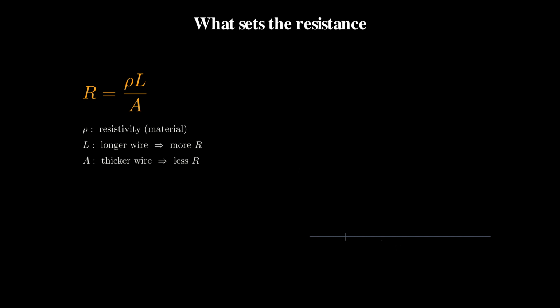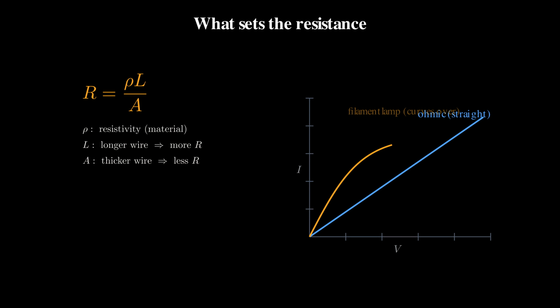Not everything obeys Ohm's law, and the way to tell is a current voltage graph. A pure resistor, an ohmic conductor, gives a straight line through the origin. Constant resistance. A filament lamp curves over. As current heats the filament, its resistance rises. So the line bends away from the current axis. And a diode is the odd one out. It blocks current almost entirely one way. Then suddenly conducts once the voltage passes a threshold. 3 shapes. Know all 3.